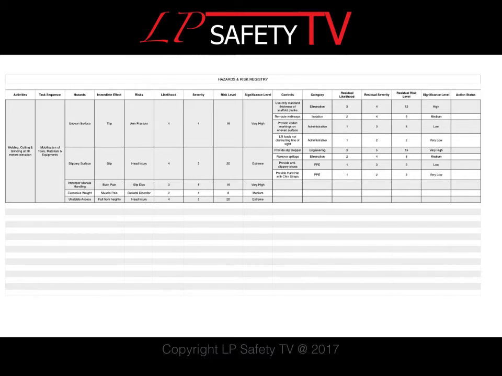Now, again, since you have a residual likelihood and you have a residual severity, you will then again have a residual risk level. So same thing. You multiply the residual likelihood by residual severity, you will have your residual risk level. And then after that, your significance level. So what happened? From before that it is very high, once you put the control in place, it will become high. Use the same risk matrix. And if you'll notice, on the second row, we again attack the likelihood. Okay? Once we attack the likelihood, then from 3, it will become 2.